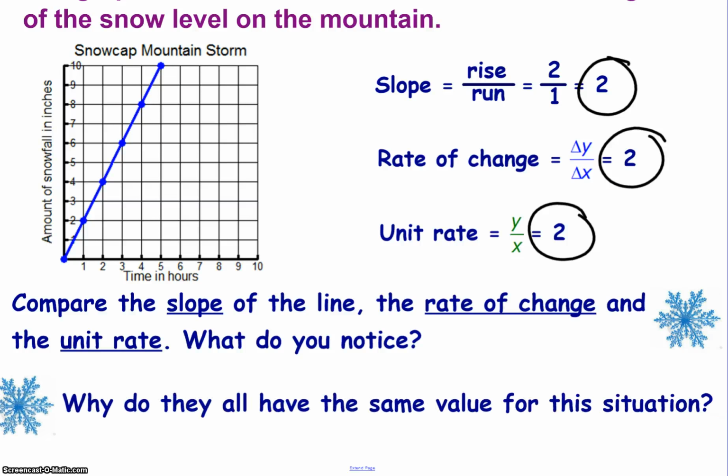A quick way to find the slope, rate of change, unit rate, and constant of proportionality in a linear proportional relationship is to determine the y value of the ordered pair that has an x value of 1.